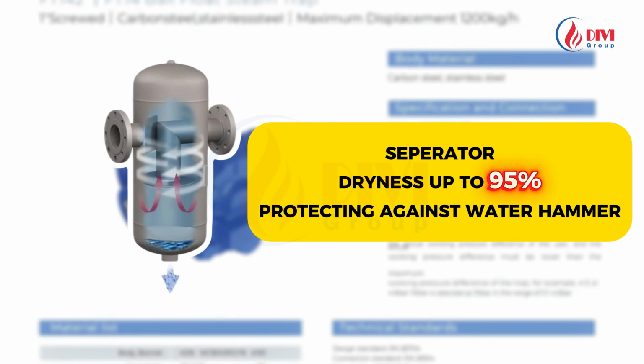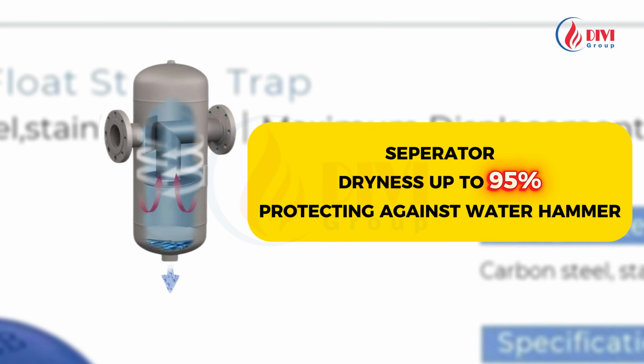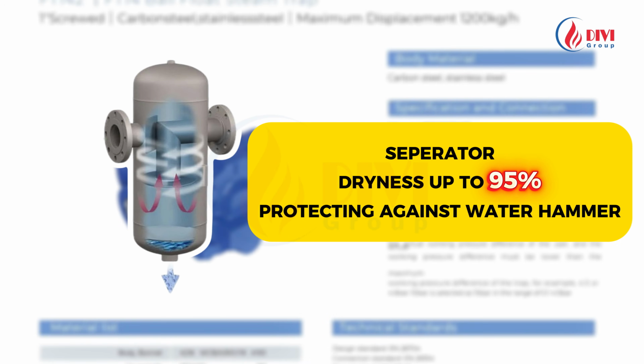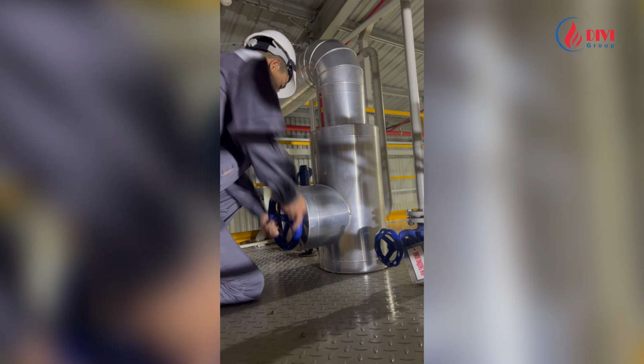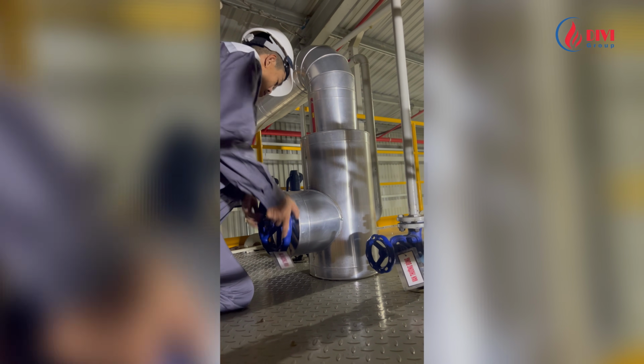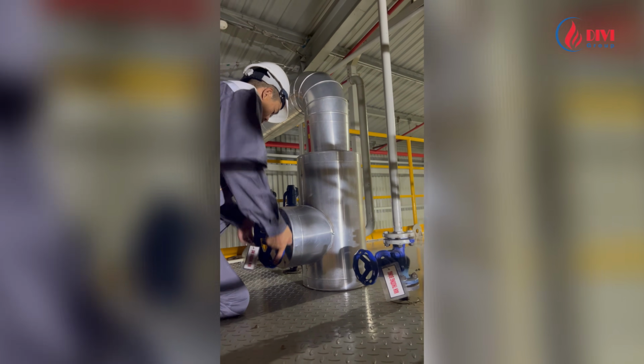Even better, use a steam separator. It dries steam up to 95%, protecting the piping and machines from water hammer. Water hammer itself isn't too dangerous, but the real danger comes from untrained operators. If someone opens a steam valve suddenly without proper training, it could cause serious damage to your system.